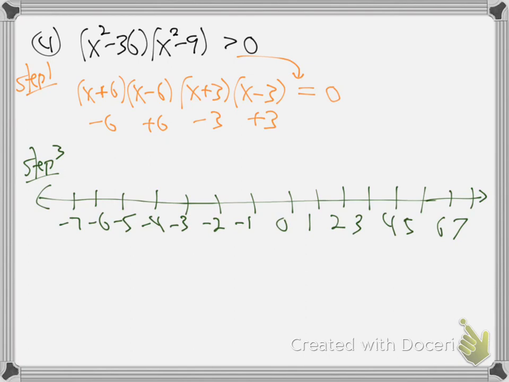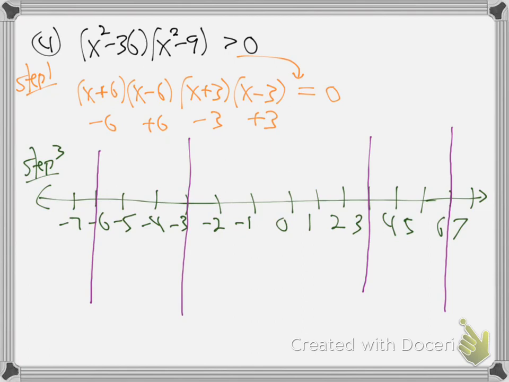So, put your bar bracket things in there. So where do they go? Negative 6, positive 6, positive 3, negative 3. There we go. Look at that. We got a lot of sections, don't we?